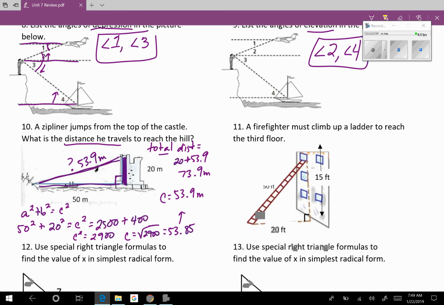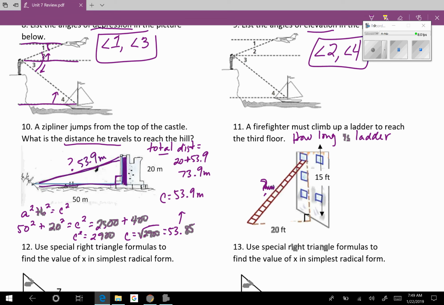All right, now let's do number 11 here. It says a firefighter must climb a ladder to reach the 3rd floor, and they're asking us to find how long is the ladder. So how long is the ladder? Okay, and we're just going to ignore that because that's not what's going to be. So there's our question. So we have, again, 2 sides of a right triangle.